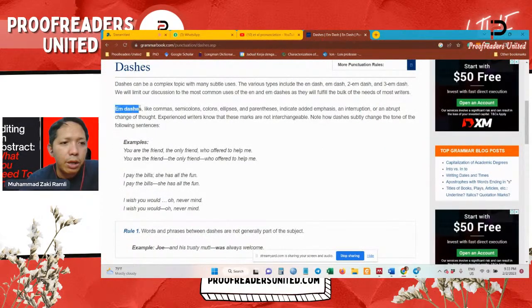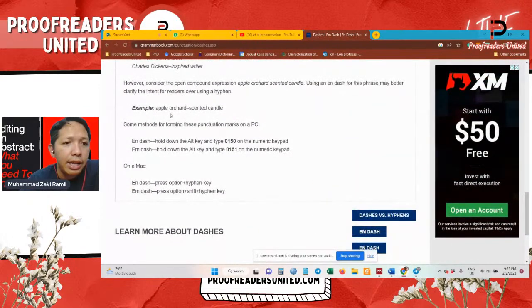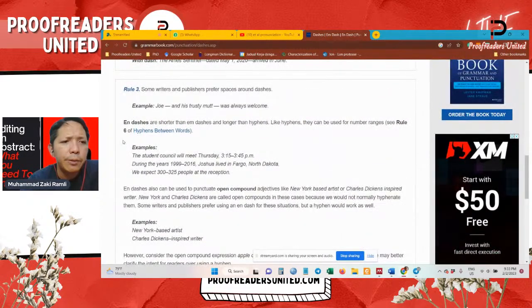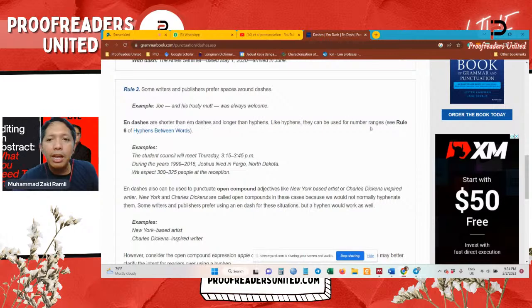We skip the em dashes; we are looking for the en dash. Okay, this one: en dashes are shorter than em dashes and longer than hyphens. It's in the middle. Em dash, the longest; en dash, the middle; and hyphen, the shortest one. Like hyphens, they can be used for number ranges.